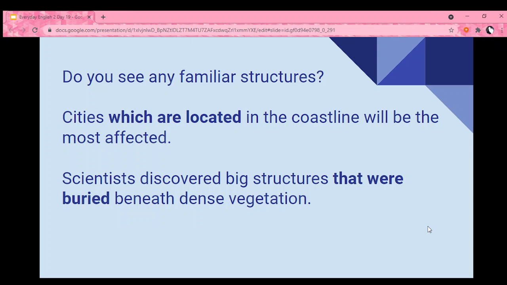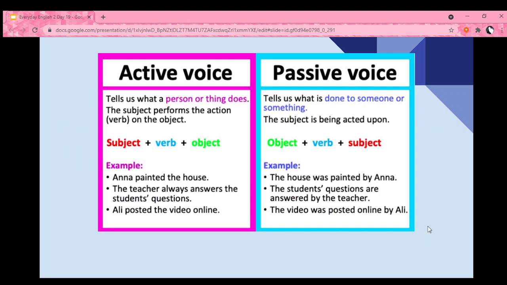If you notice, we are using passive voice. So, what is that? Well, if you remember, we have active and passive voice. Basically, active voice tells us what a person or thing does. Basically, we have the subject or the doer, our verb, and the object who receives this action. For example, Anna painted the house.